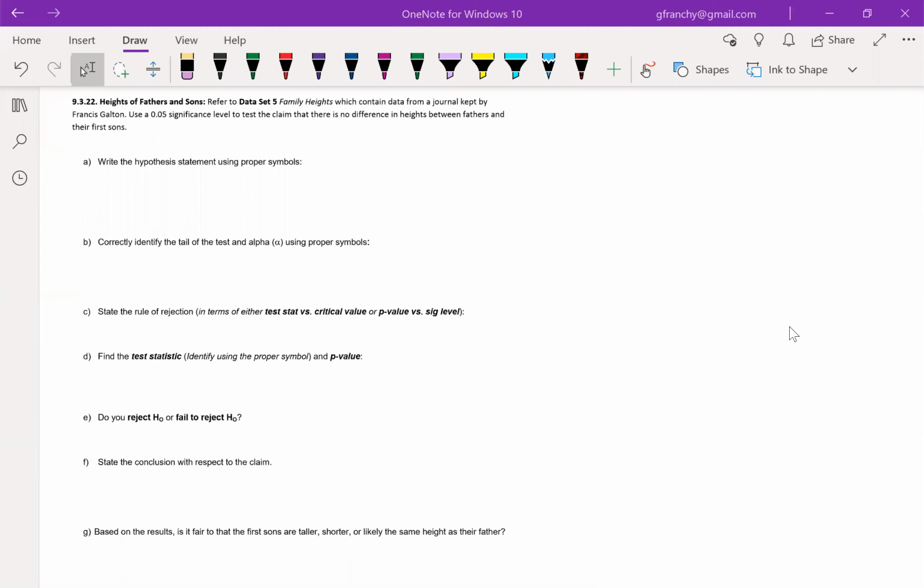Now we're going to take a look at question 22 out of 9.3, referring to data set 5, family heights, which contain data from a journal kept by Francis Galton. Use a 0.05 significance level to test the claim that there is no difference in the heights between fathers and their first sons. So they're listing fathers first, that's going to be sample 1. First sons, that's going to be sample 2. And their claim here is that the difference is 0.